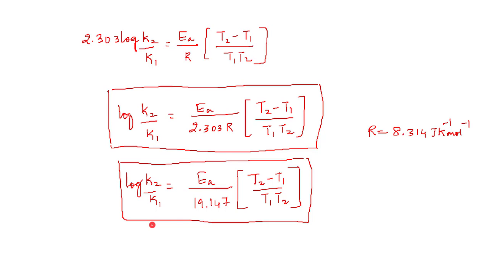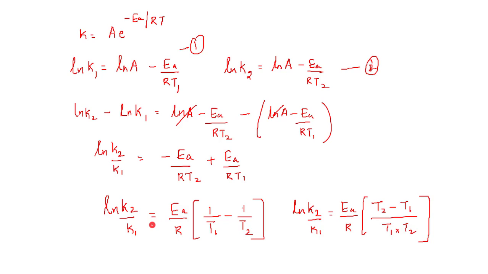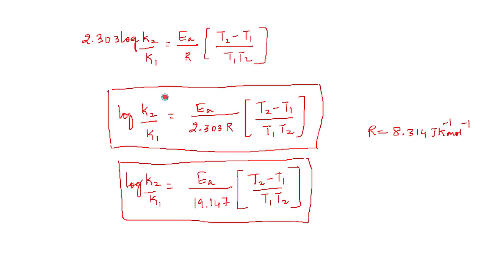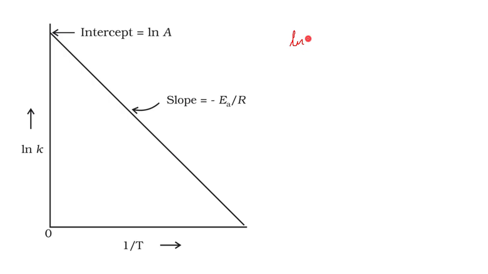Now if you move back to this relationship, ln of K is equal to ln of A minus EA by RT है, right? इसको मैं फिर से लिखता हूं यहां पर. ln of K is equal to ln of A minus EA by R into 1 by T. So it is of the form y is equal to mx plus c, right? So here along y-axis ln of K is there, along x-axis 1 by T I have taken, and m is the slope.